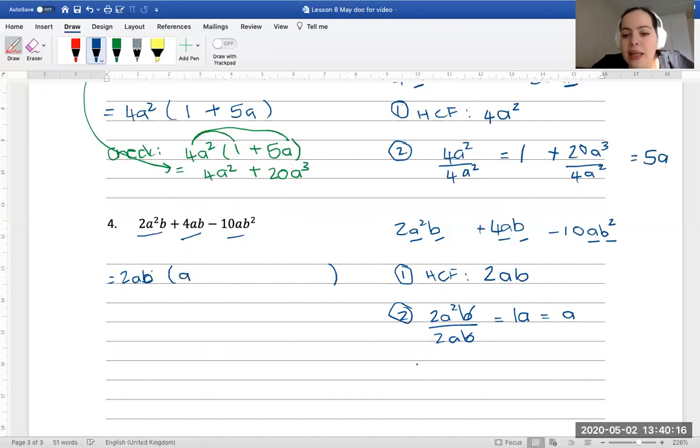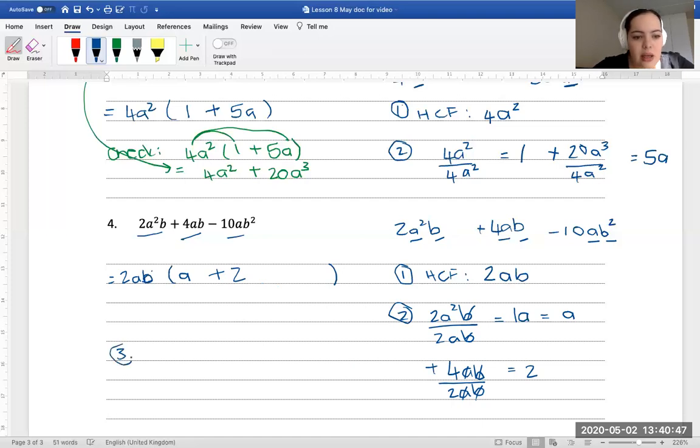All righty. Now let's go on to the next one. Plus 4ab. Now we divide it by our highest common factor, 2ab. So 4 divided by 2, we know is 2. A divided by A, well, that's just 1, or we can say they cancel out. B divided by B, that's just 1, or we can say they cancel out. So our answer here is just plus 2. It's a positive 2.